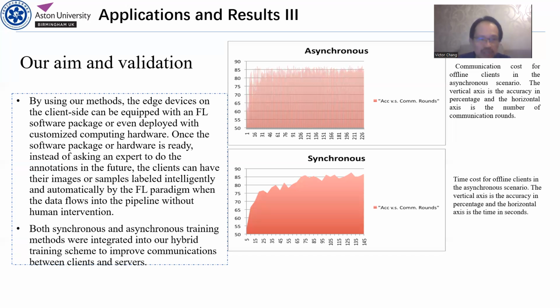Both synchronous and asynchronous training methods are integrated in our hybrid training scheme to improve communication between clients and servers. So we need to have both ways, so as not to miss anything, and we may also exploit the advantages of one or the other. If you want to reach accuracy earlier, then asynchronous training is the one. But if you want long-term accuracy, then of course, when time goes by, the synchronous one is better.